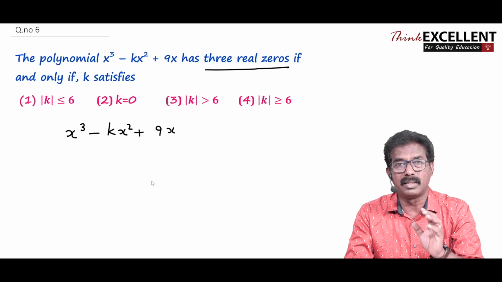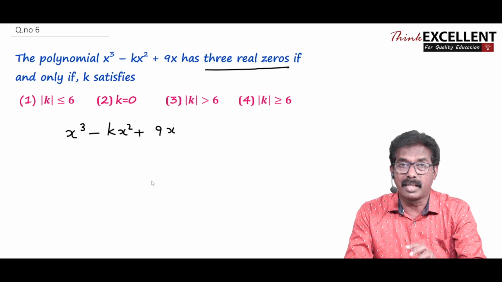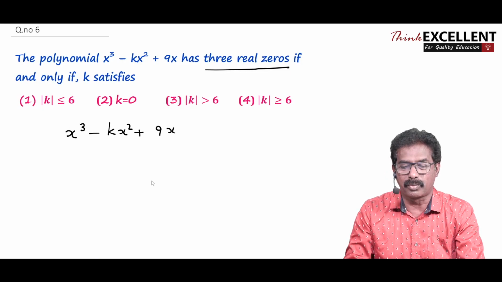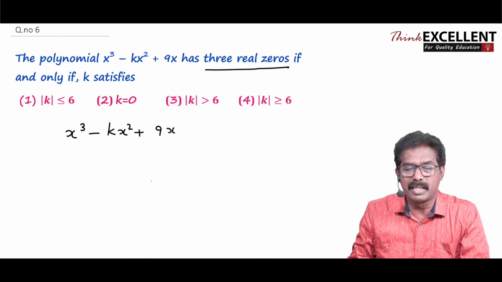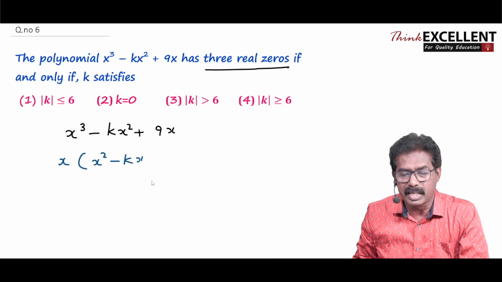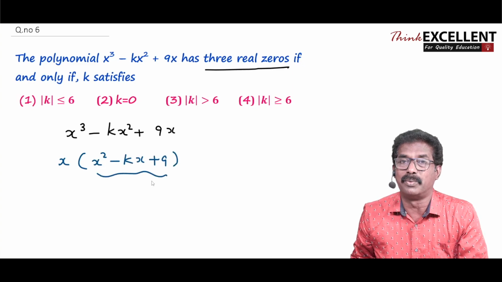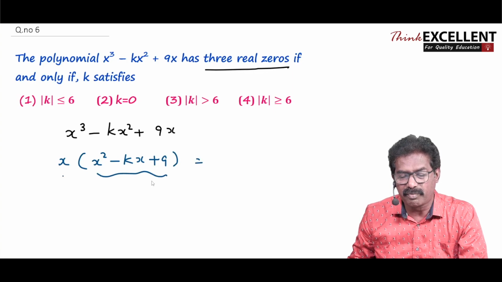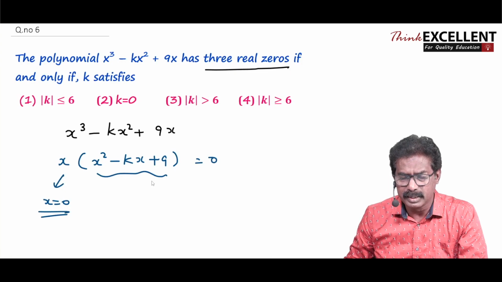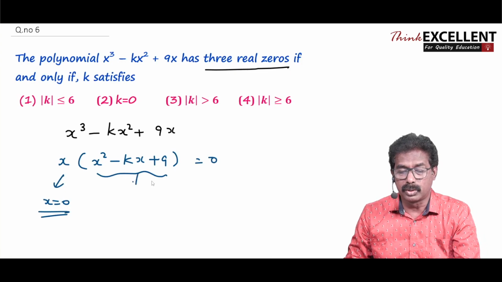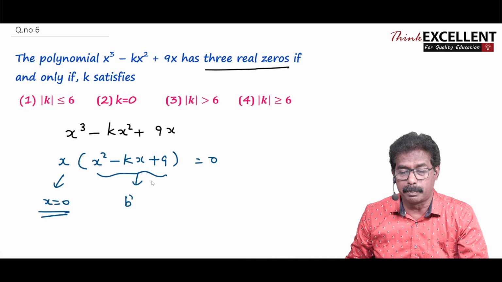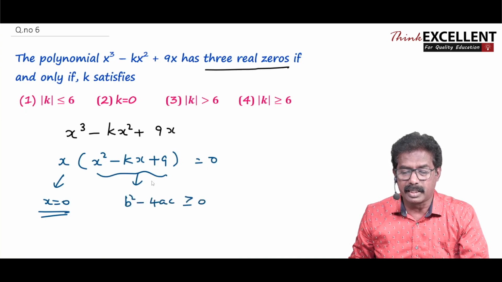So the roots are real means discriminant b square minus 4ac is greater than or equal to 0. But that is for a quadratic equation. Here what is given? A cubic equation. But please listen, what is common here? X is common. Take that x outside, you will get x square minus kx plus 9. You are getting a quadratic now. So when you solve for x, if I equate with 0, one value x equals 0, that is a real root. This quadratic has real roots. You are getting another 2 more. We want those 2 roots also to be real roots. For that discriminant b square minus 4ac is greater than or equal to 0.